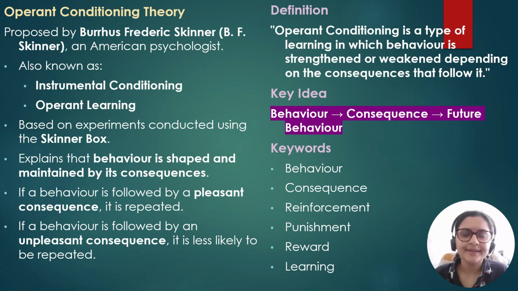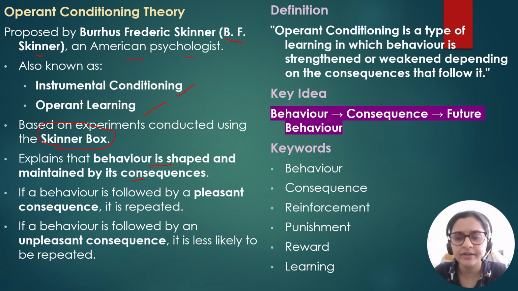Welcome back. Let us now start with a new theory, that is the operant conditioning theory. This theory is proposed by B.F. Skinner. He's an American psychologist. This theory is also known as instrumental conditioning and operant conditioning. Skinner in this experiment used something called Skinner's box. Now, this theory mainly explains how behavior is shaped and maintained by its consequences.